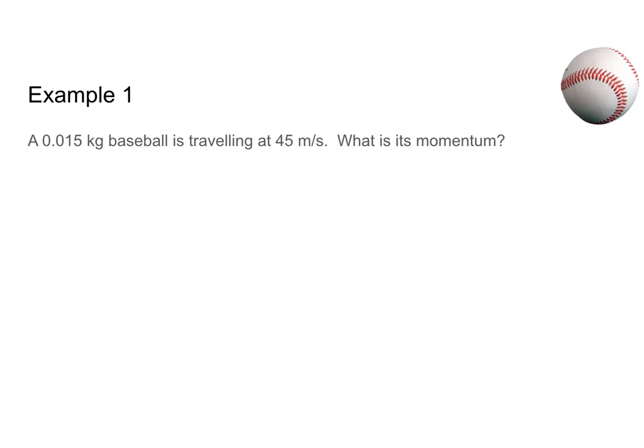So now that you know what momentum is, let's go ahead and solve a couple of example momentum problems. Example 1: a 0.015 kilogram baseball is traveling at 45 meters per second. What is its momentum? Following our usual method of solving problems, our givens are the mass of the baseball and the velocity of the baseball. And of course, our unknown is our momentum. Thus, P equals question mark.